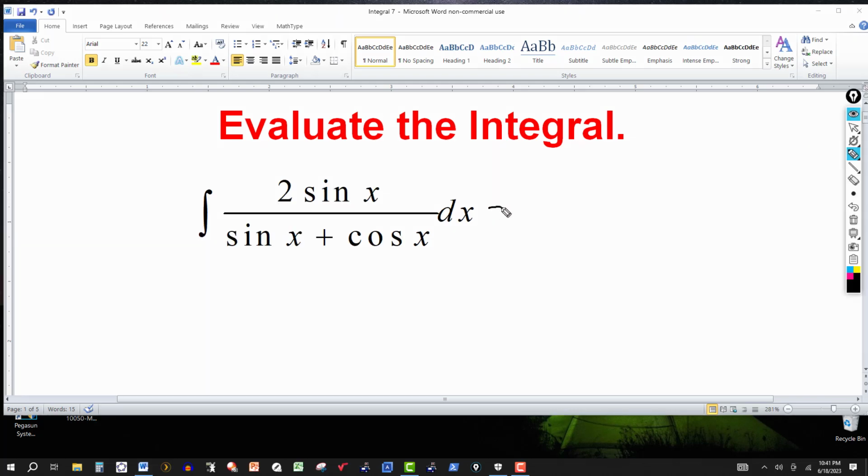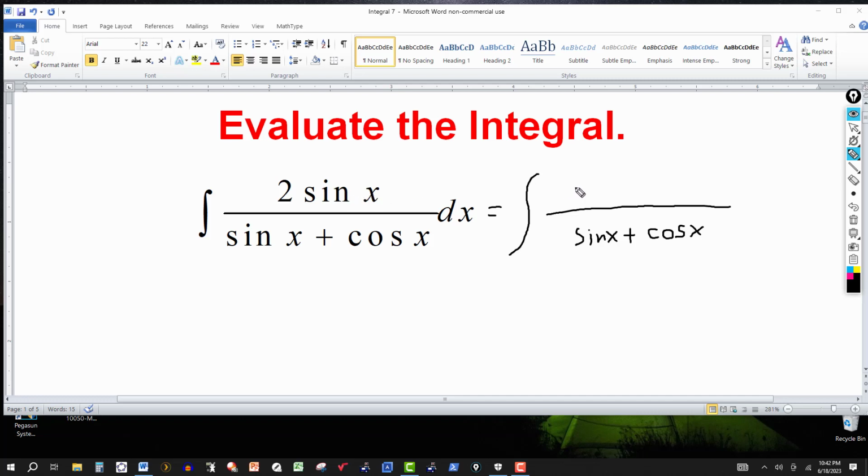Okay, so this is what I'm going to do, similar to what we did in the previous video. Eventually, I am going to use a u-substitution equal to what's in the denominator. But I first have to set this up so it works. Manipulate the integrand. I know the derivative of sine is cosine, and the derivative of cosine is minus sine. So I have 2 sine here.